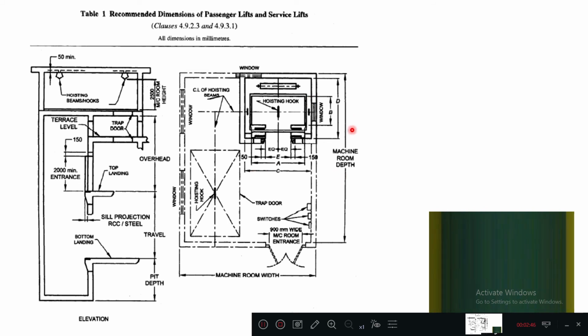So X direction, Y direction. A and B are car dimensions. Remember, C and D are for the lift well. A and B are for the car. E is only the entrance. You remember this nomenclature. These are the dimensions given in the next one.